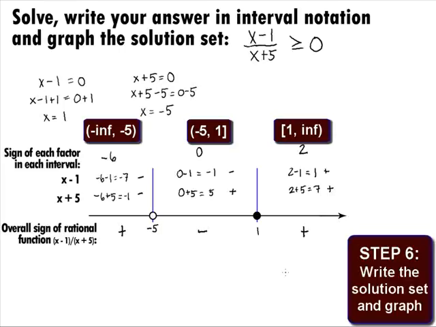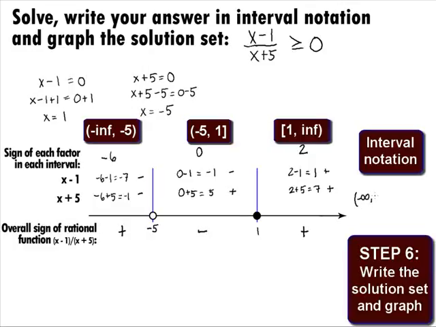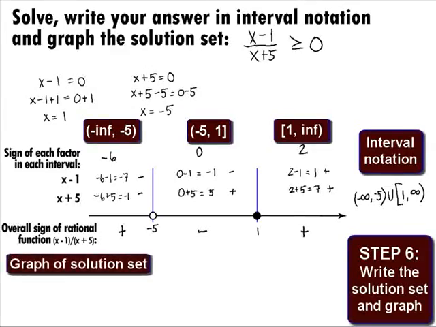So our final answer for the interval notation is the open interval of negative infinity to negative 5 union with the closed interval of 1 to infinity. The graph will look like the interval notation. We will have a curved end at negative 5 and shade everything to the left of that, and a boxed end at 1 and shade everything to the right of that for our final answer for the graph.